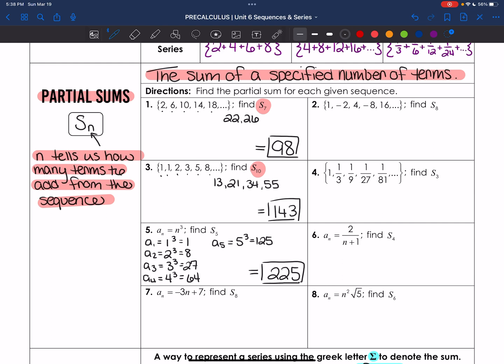Now, why don't you all try to find the sum for example number 7? We're finding that partial sum of the first 8 terms in this sequence. I know I'm going up to 8 because, like I've highlighted here, it is the series S8. So we want to find the sum of those first 8. You're going to need to begin by finding the first 8 terms and then adding them together.